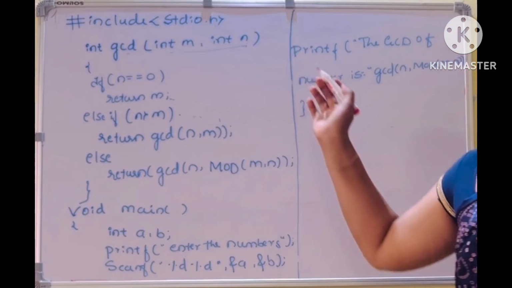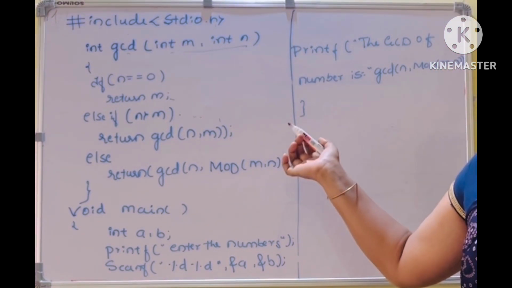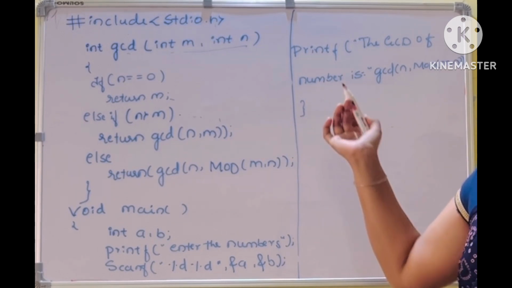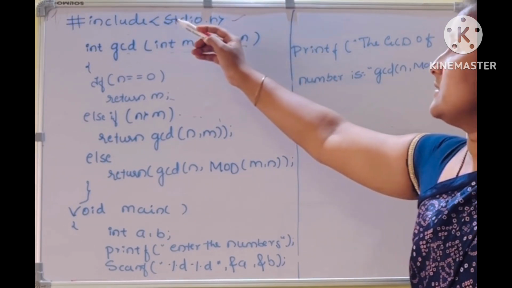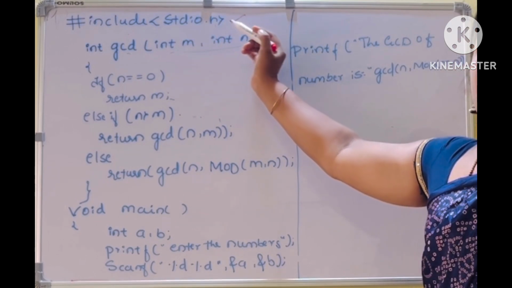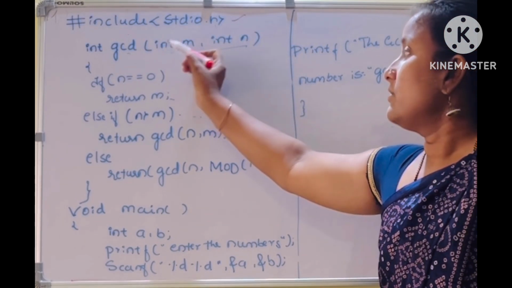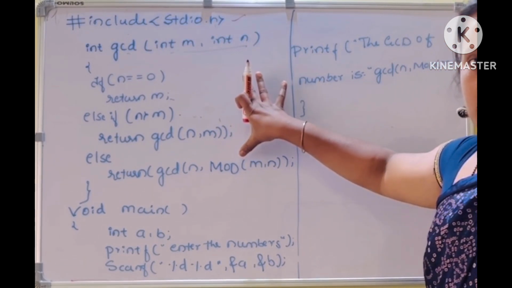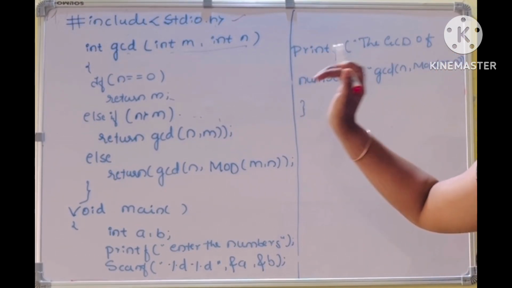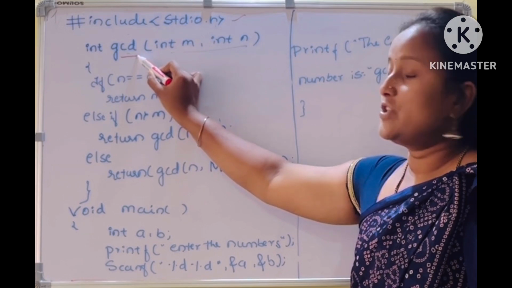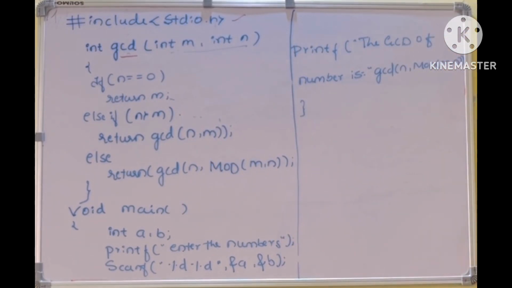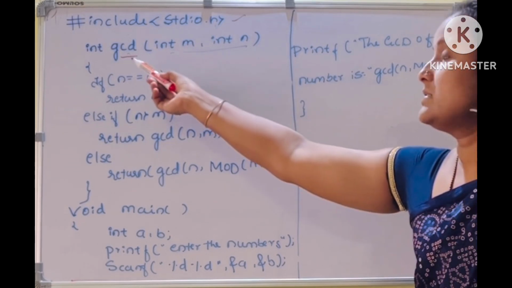Now I have taken a small example for the GCD of numbers. First I will start with the header file, which is declared as the standard input output header file. Here I have called a small function to find the GCD. The data type is int, and the name of the function I have given as GCD. Whatever you want, you can give any name.